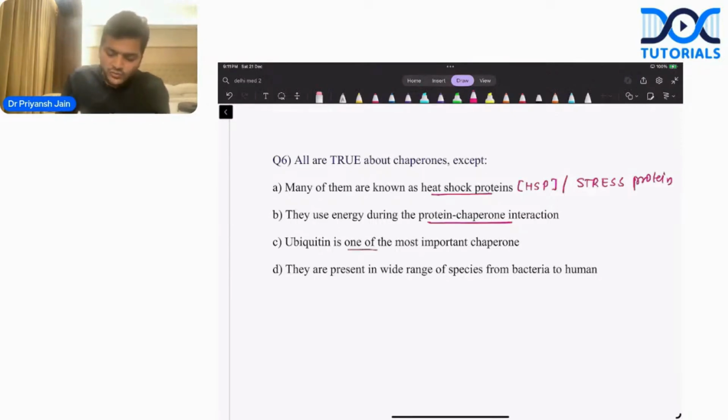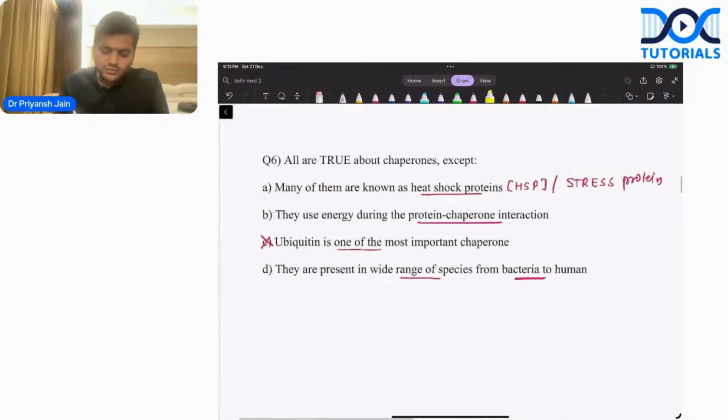Ubiquitin is one of the most important chaperones? No. Ubiquitin is not a chaperone. Ubiquitin is a completely different molecule that helps in the detection of wrong proteins. The chaperones are present in a wide range of species, from bacteria to humans. You may not be knowing, but this is very clear-cut: ubiquitin is not a chaperone. That is a very clear-cut thing.